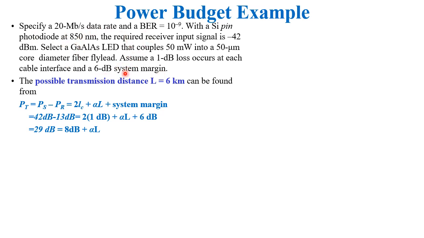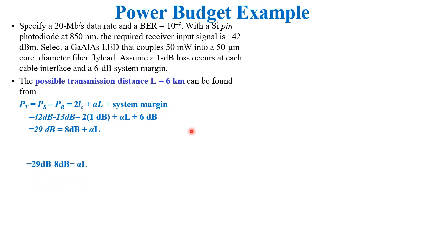The question is: what is the possible transmission distance between transmitter and receiver? So that is the question. Here we can use the formula we discussed in the last slide. The total power loss, we know the formula, is PS minus PR, which is equal to 2LC. Since we are not using splices here, we can just use the formula 2LC plus alpha L plus system margin.